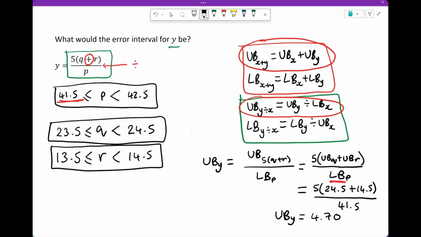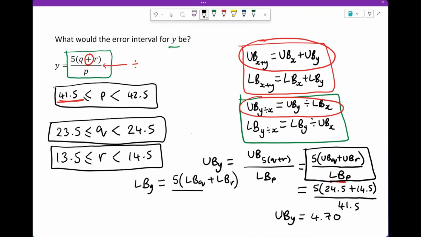Now let's consider the lower bound for y. And maybe something you've noticed through the examples I've been doing is that essentially we're going to do the opposite for the lower bound. If we take this formula here we use for the upper bound, we're essentially going to switch all the upper bounds out for lower bounds and all the lower bounds out for upper bounds. So the idea is once you've done, say, the upper bound, doing the lower bound should be fairly swift. Because we're going to want 5 lots of, and it's going to be the lower bound of q this time, plus the lower bound of r.